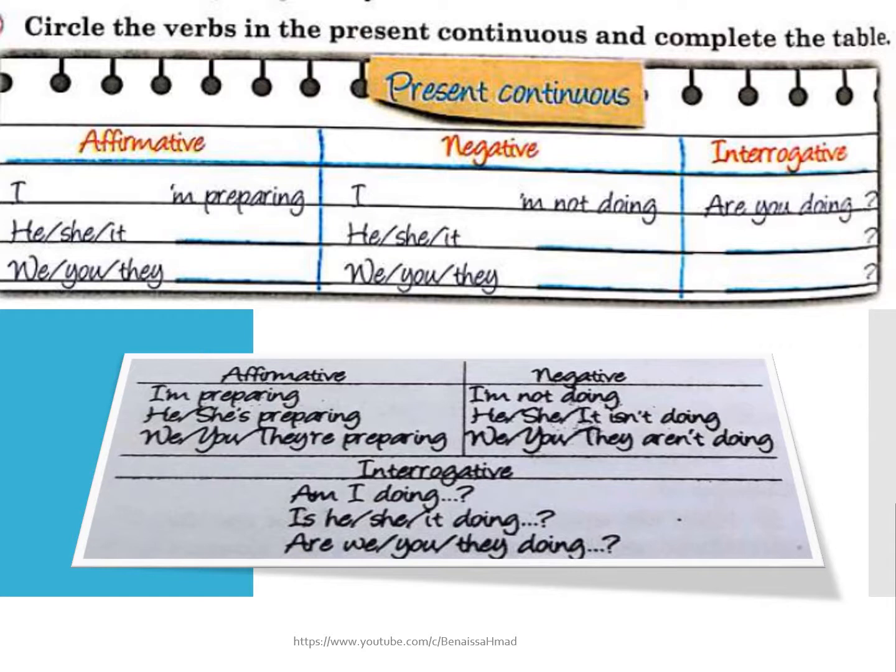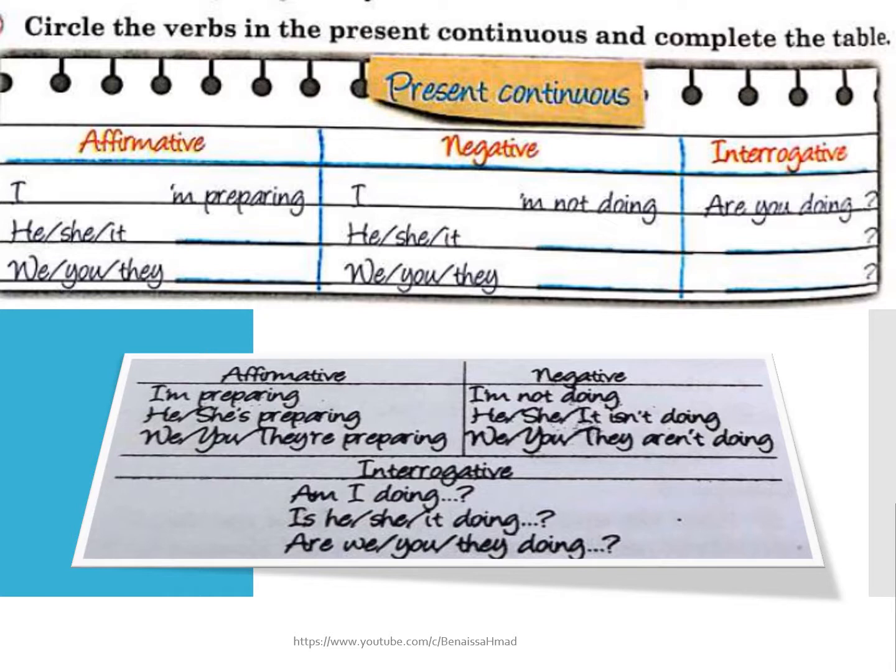Is plus ing. For negative forms, I'm not doing. He, she, it is not doing. We, you, they are not doing. That's negative form. Interrogative form, question forms. We convert the verb and the subject. We invert the verb and the subject.